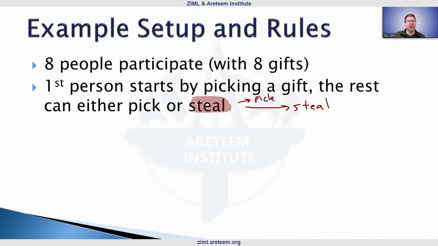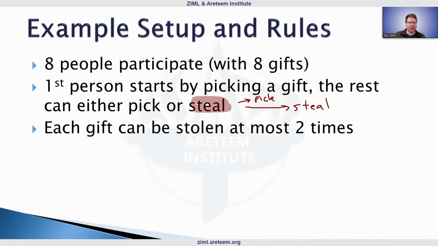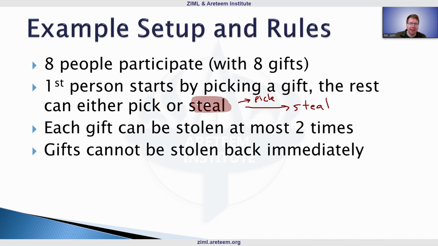And that's why we typically have some other rules added. One, each gift can be stolen at most 2 times. This number could vary there. Sometimes people say only 1 steal. I think it's a little bit more interesting if things can be stolen twice, and you'll be able to explore that in some of the problems and questions a little bit today.